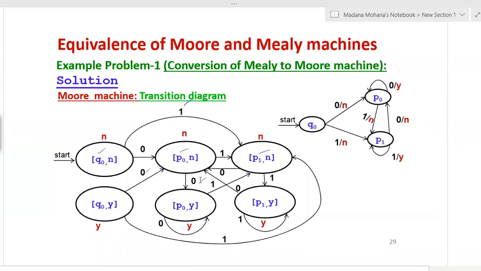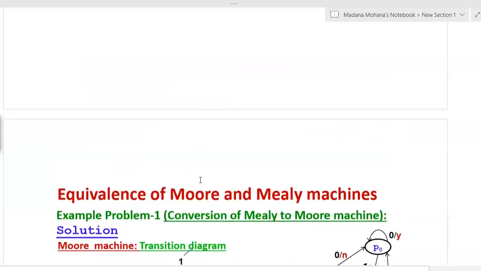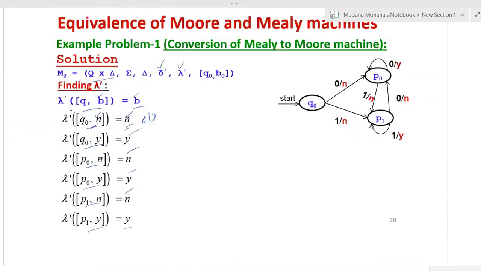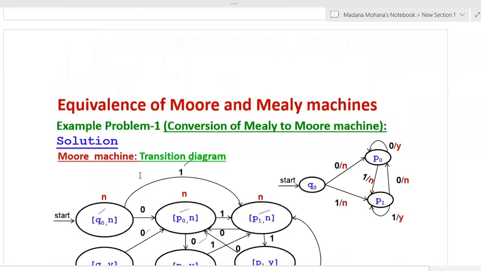The next important thing is how outputs are represented. By seeing lambda dash: q naught n, output is n. q naught y, output is y. p naught n, output is n. p naught y, output is y. p1 n, output is n. p1 y, output is y. So where can you represent these outputs?